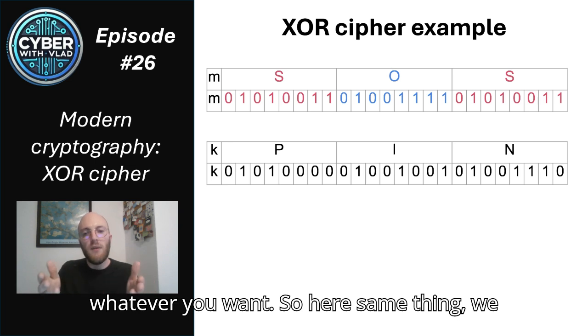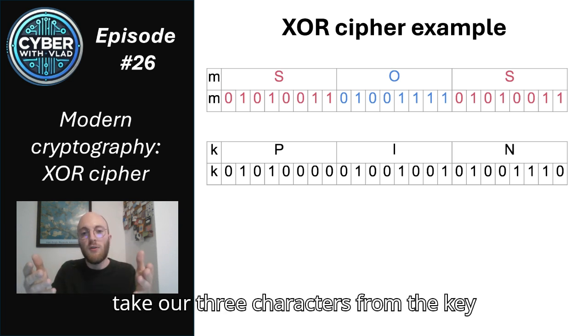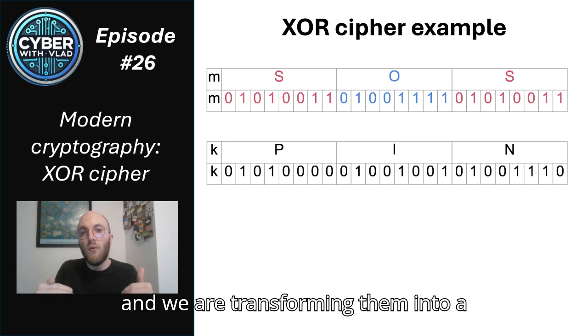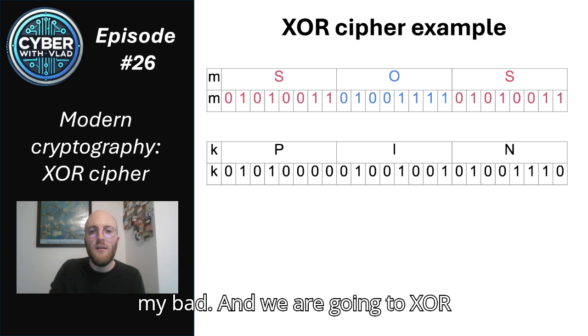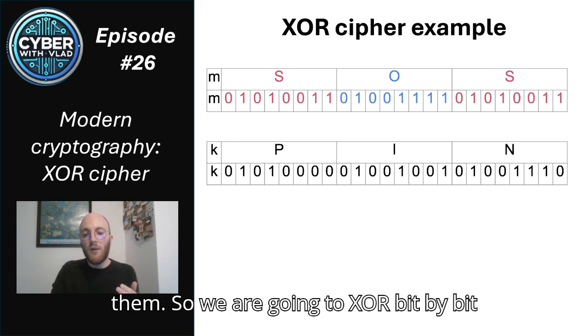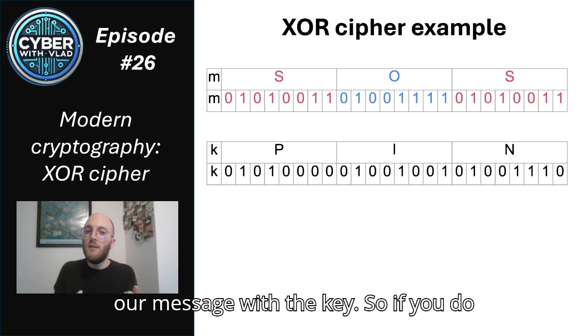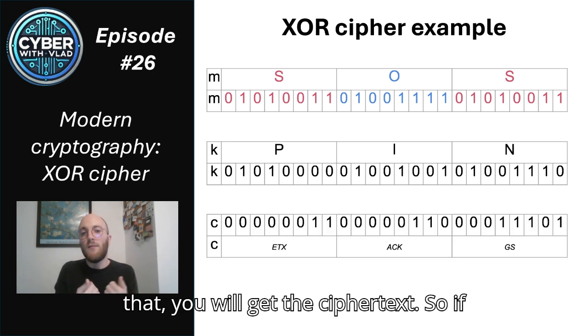So here, same thing. We take our three characters from the key and we are transforming them into a series of bytes, a series of bits. And we are going to XOR them. So we are going to XOR bit by bit our message with the key. If you do that, you will get the ciphertext.